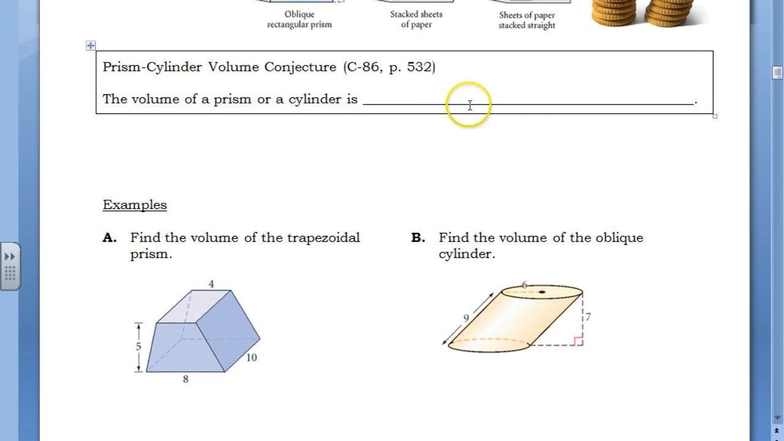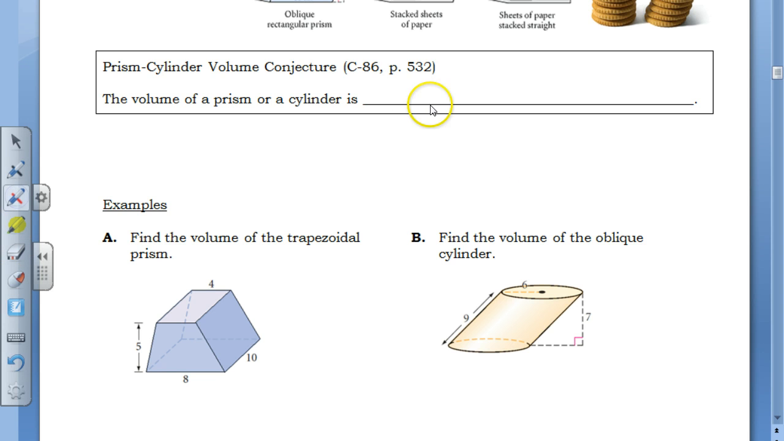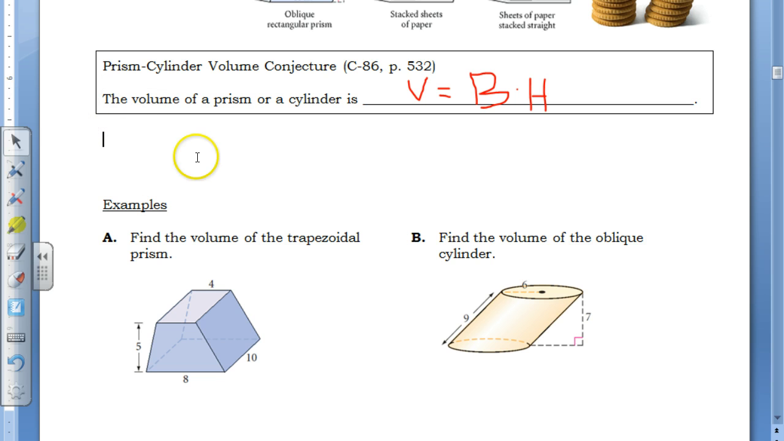Okay, so on to some formulas. The general formula for the volume of a prism or cylinder is the area of the base, represented by a capital B, times the height of the prism, represented by a capital H. So depending on what shape the base takes, this is going to change. I'm going to try to type these because I think it'll be neater and easier to read than if I wrote them with my mouse.